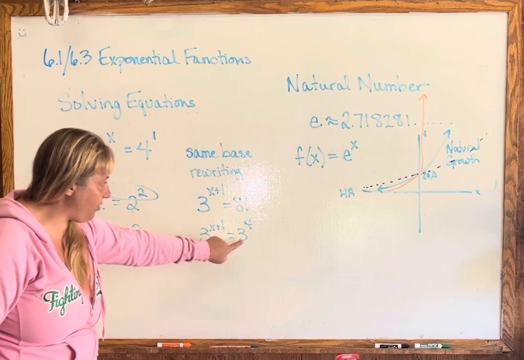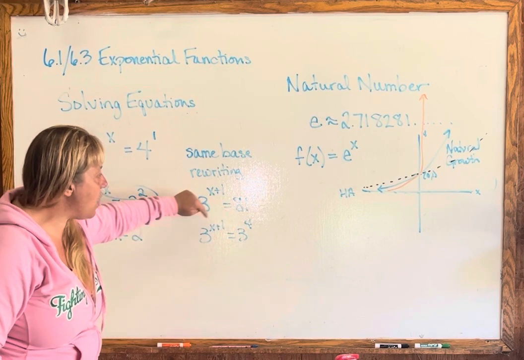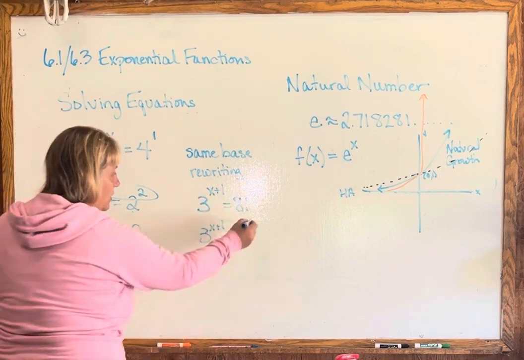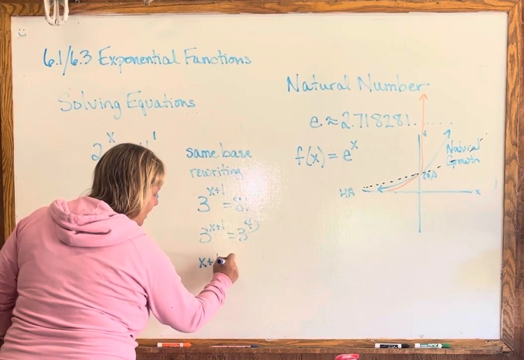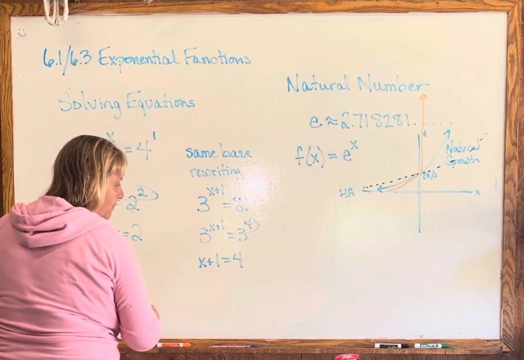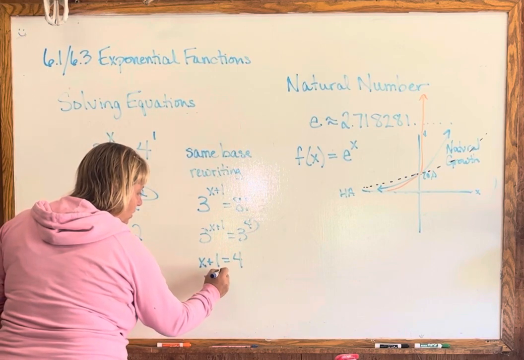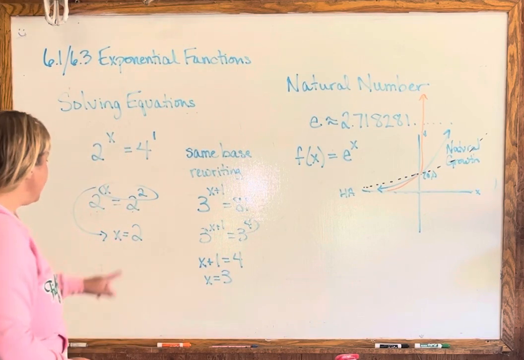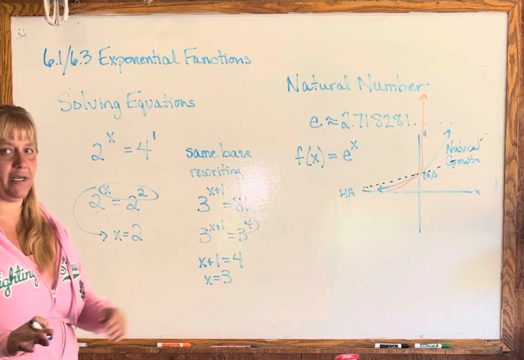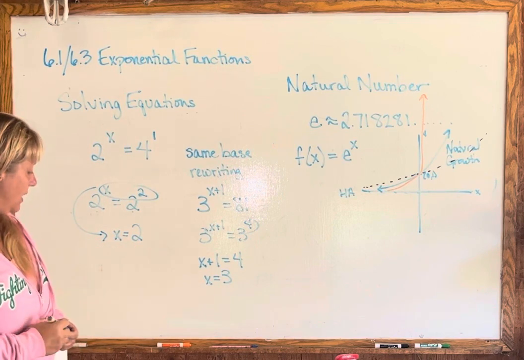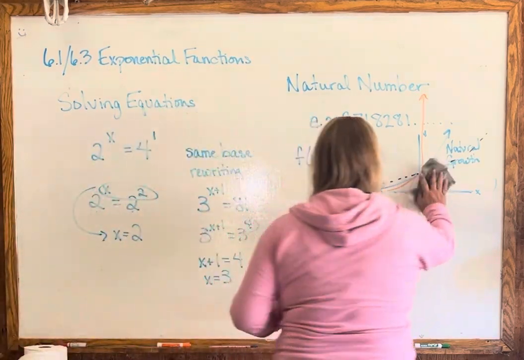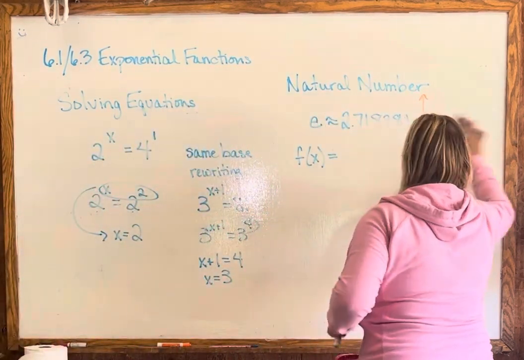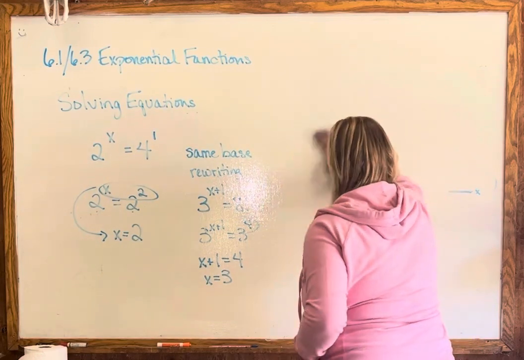So we make both of these 3. Now we can set the exponents equal to each other. We can say x plus 1 equals 4. So x will equal 3. I didn't mean for this one to be 2 and this one to be 3. It just happened that way. Okay. All right, so let's look at a much uglier one. And they don't get super, super ugly here, but I'll make it uglier.